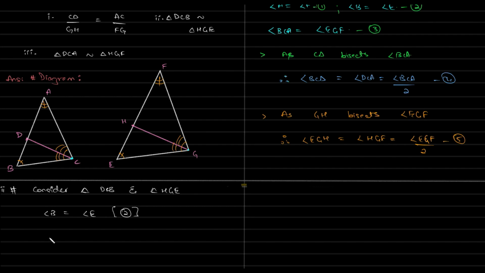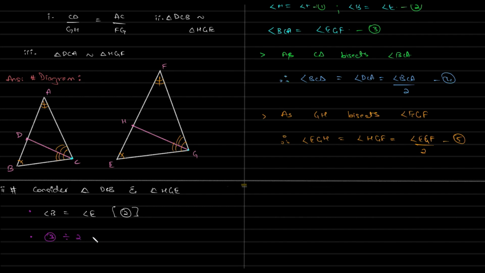Then we have angle DCB is equal to angle HCE. It's kind of a bit of a long stretch. So how do you do this? Okay, let us write that. Let's write angle, equation 3.